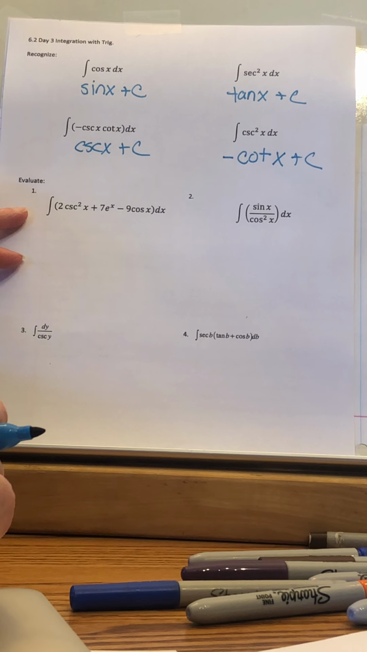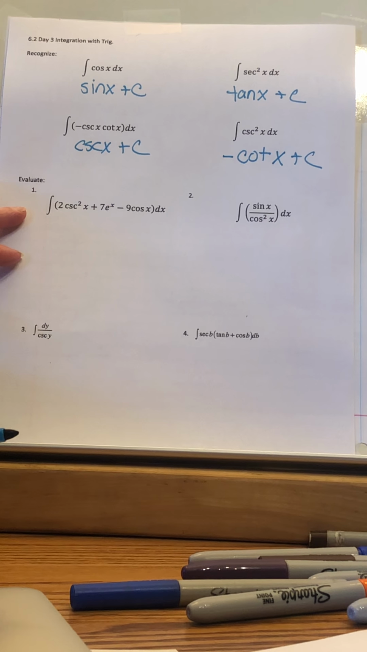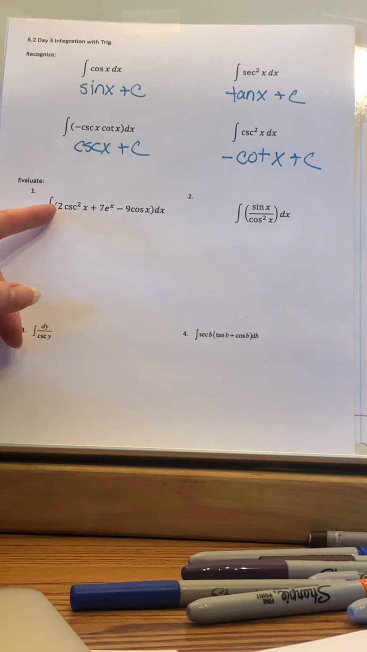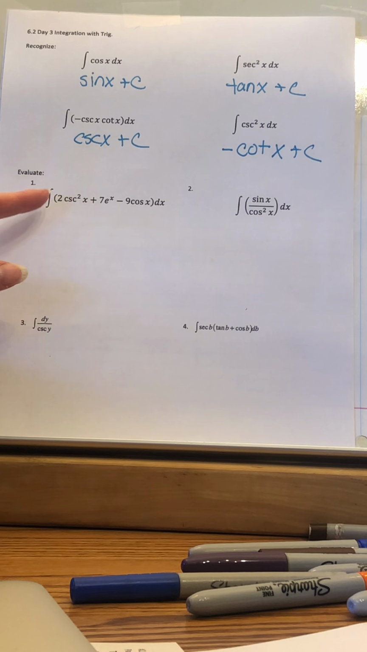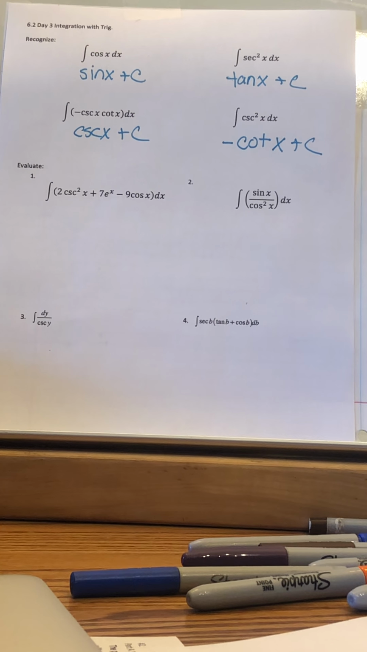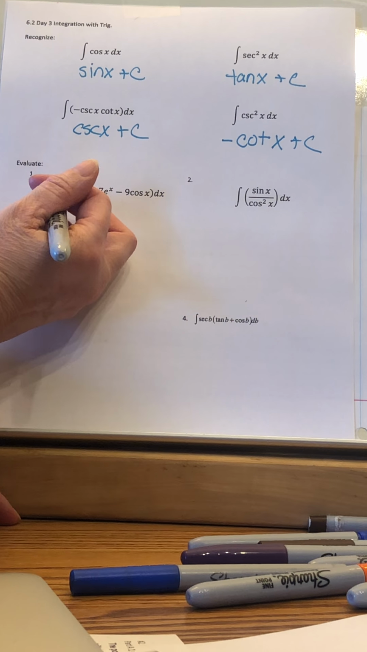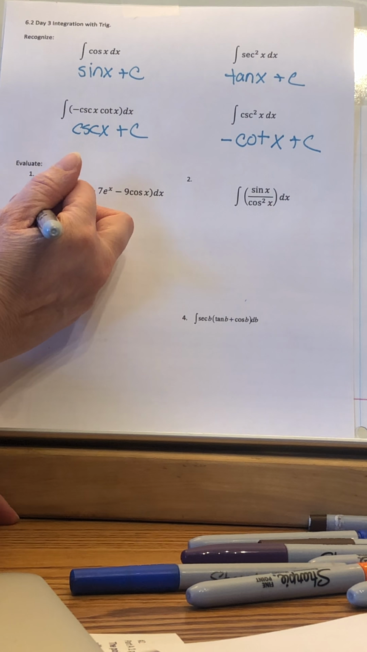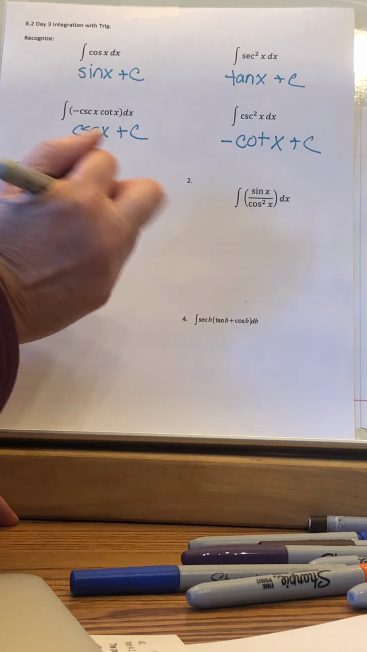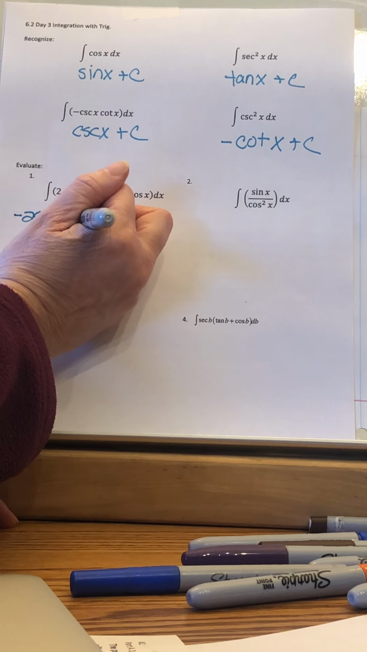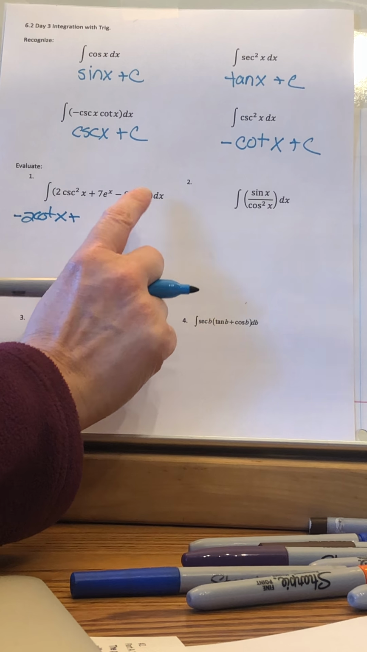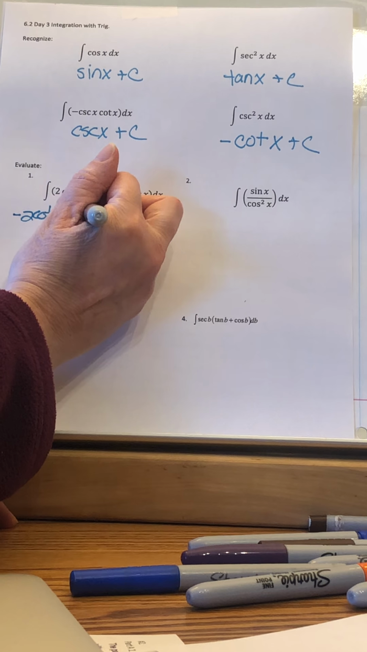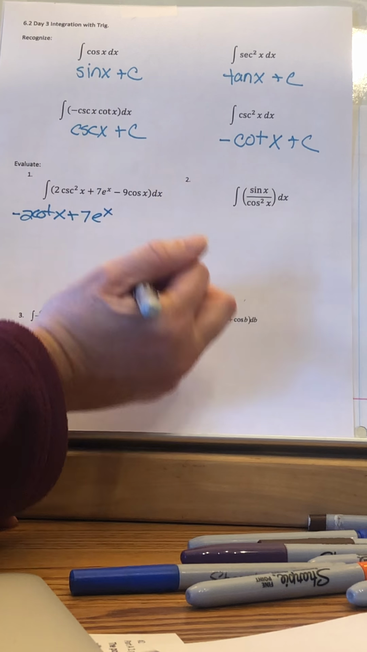Now we're going to incorporate it with other functions and coefficients. So right here I have 2 cosecant squared. I have a coefficient of 2. Coefficients get carried along. It's the constant multiplier effect. Again, I'm missing the negative, so I'm going to say negative 2 cotangent x plus 7e to the x. Memory recall from before is 7e to the x.